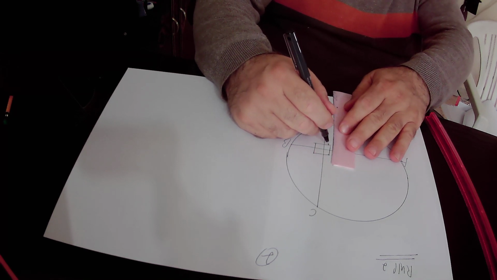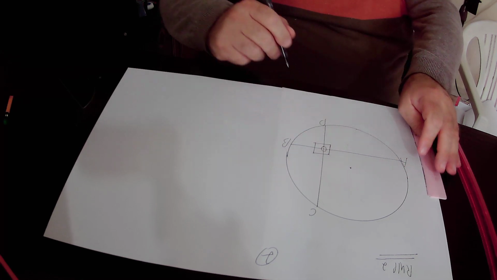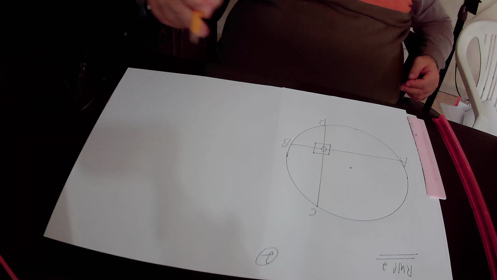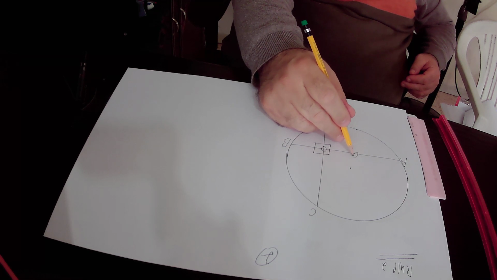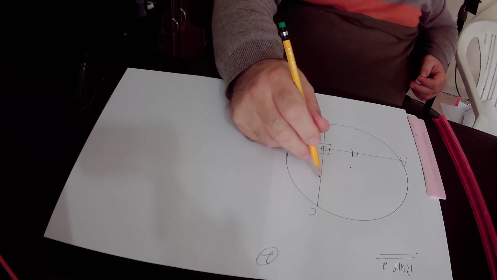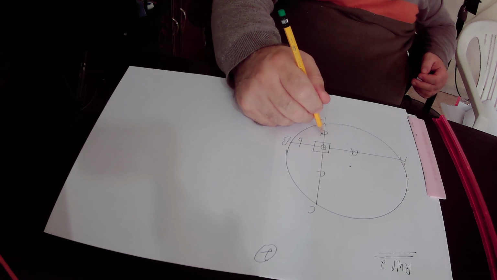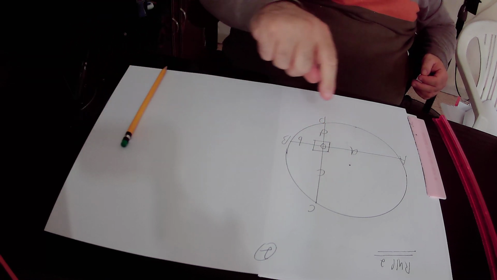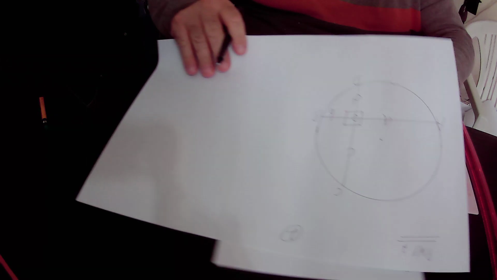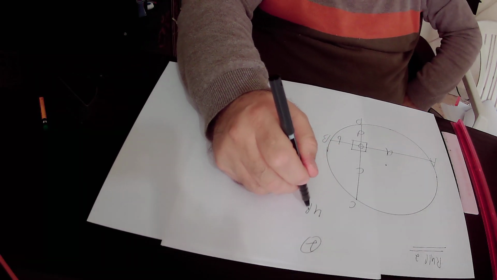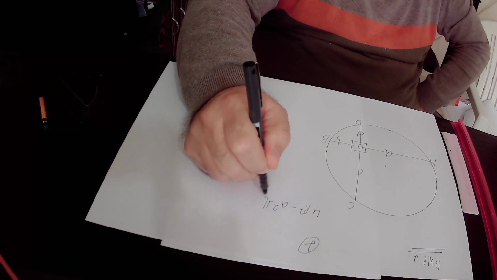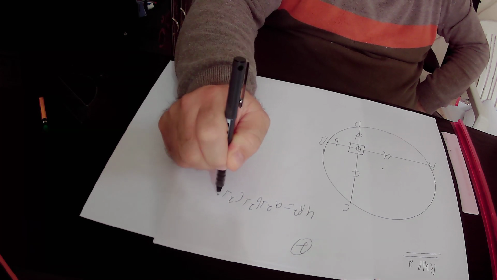We define the intersection point as point O. Side AO equals A units in length, side OB equals B units, side CO equals C units, and side OD equals D units. So if chord AB intersects with chord CD at 90 degrees, then the following equation is true: 4 times R squared, where R is the radius of the circle that contains the two chords, equals A squared plus B squared plus C squared plus D squared.